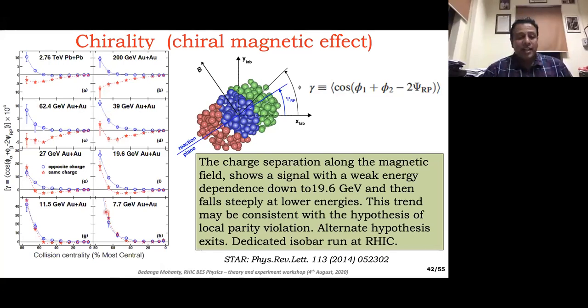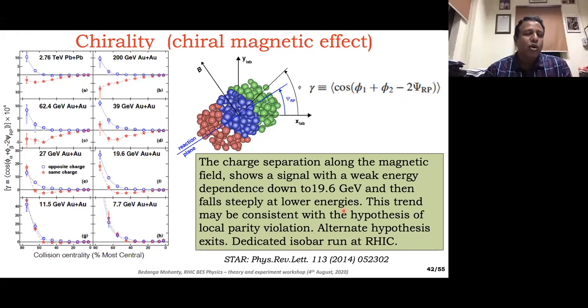Now that again indicates that perhaps hadronic interactions are dominating at lower energies. Now this difference that you observe at higher energies could be consistent with the trends expected from chiral magnetic effect, although there are alternate hypotheses which exist. Therefore, a dedicated isobaric run has taken place at RHIC to give more clarity to this picture.